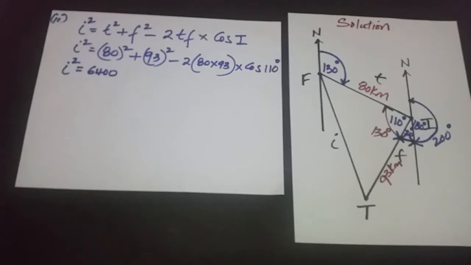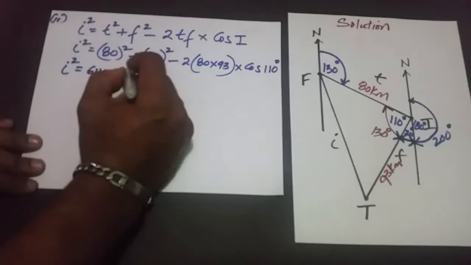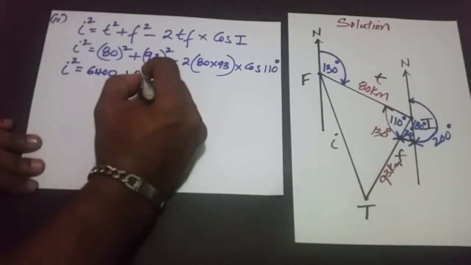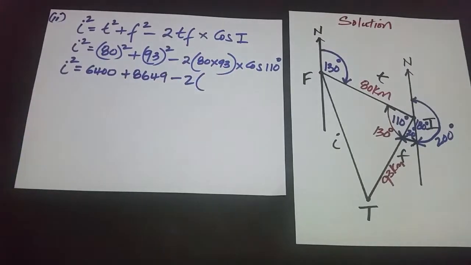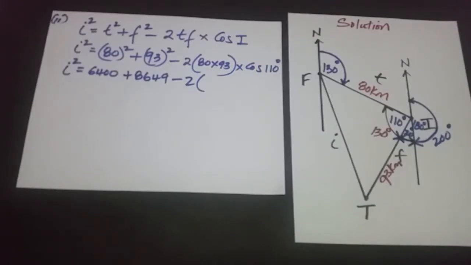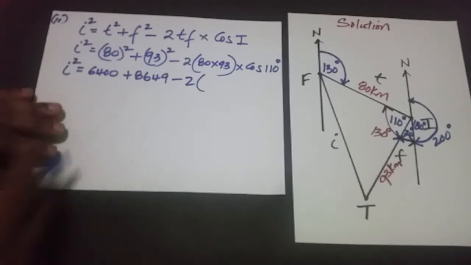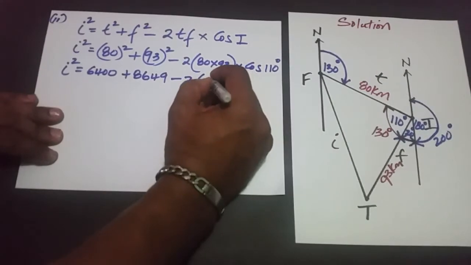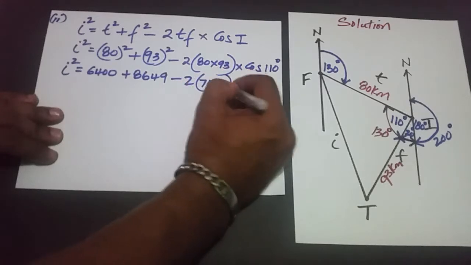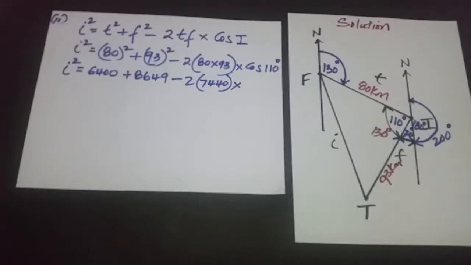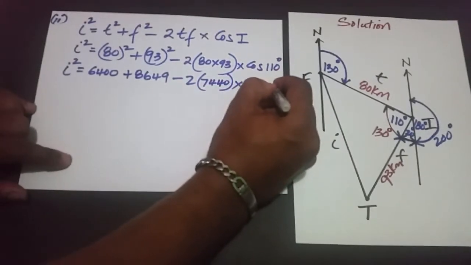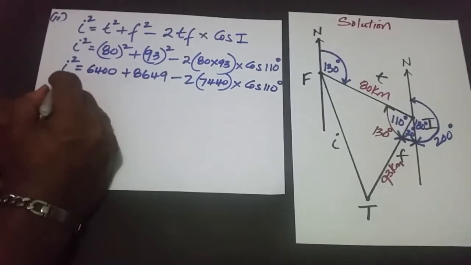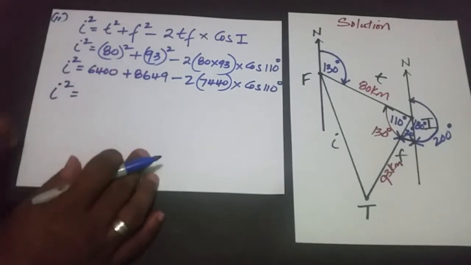And what we need to find now is 93 squared. And 93 squared is simply 8,649 minus 2 times 80 times 93. So 80 times 93, that gives us 7,440. And the cosine of 110, all right, I'm just going to put this back until I have sufficient space because I don't want to cram my work. So it's i squared equals the sum of these two.